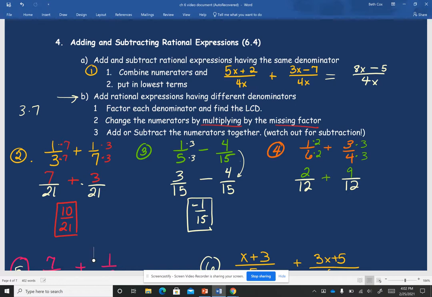Now I can add 2 twelfths and 9 twelfths is 11 twelfths. And that's there. Guys, I know I'm going really fast. If you need to go back and figure out how in the world I got 12 for the common denominator, please go watch that previous video. Or if you have questions, you know how to get in touch with me.